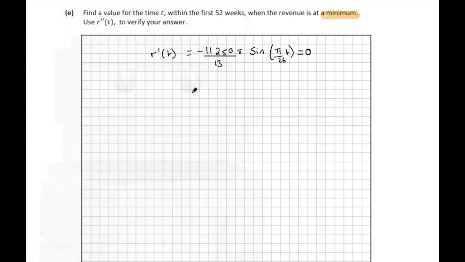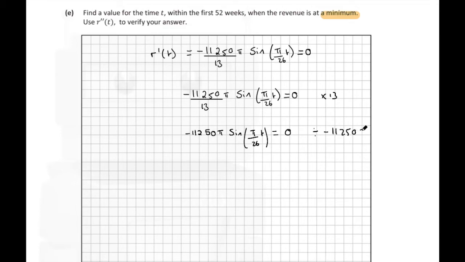So again, we're going to have to solve this, right? Which looks really complicated on the surface, but it's really not. First thing I would do is multiply everything through by 13. When I do that, I'm left with minus 11,250 pi sine(pi over 26 t) is equal to 0. I'm going to divide everything by minus 11250 pi. Let's do two things this time. If I divide 0 by that, I'm left with 0. So I've got sine(pi over 26 t) is equal to 0.